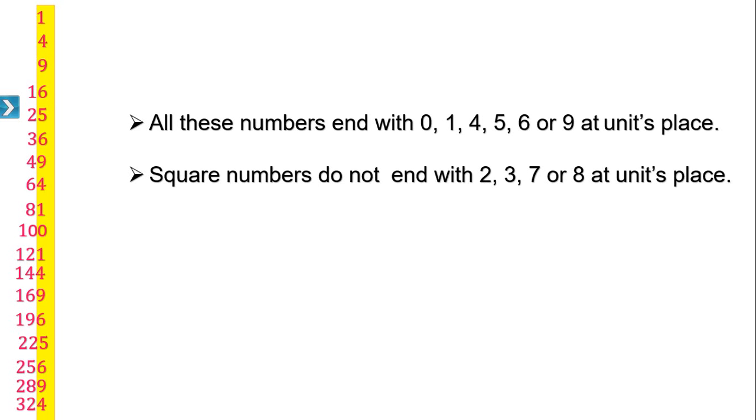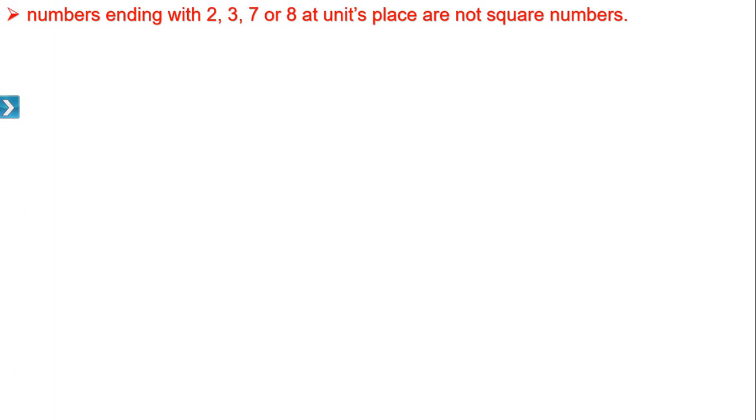So, now the question is, by looking at the units place, can we say whether the numbers are square numbers or not? See here, numbers ending with 2, 3, 7 or 8 at units place are not square numbers. If the units place of a number is 2, 3, 7 or 8, then we can say they are not square numbers.